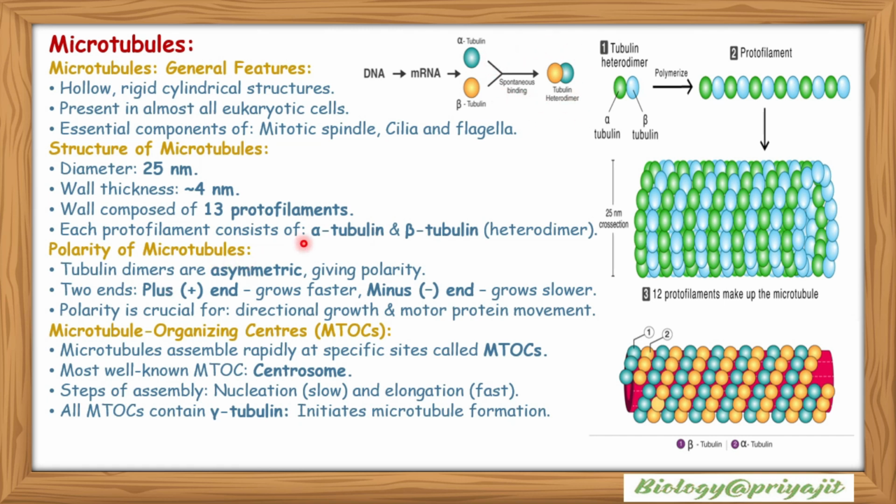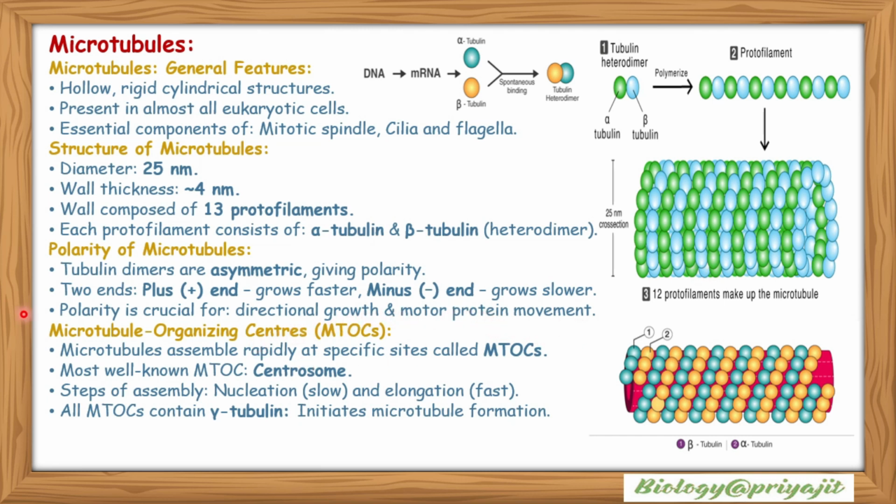Polarity of microtubules. Tubulin dimers are asymmetric, giving polarity. There are two ends. One is the plus end and another is the minus end. The plus end is the growing end, and the minus end grows slower. Their polarity is very crucial for directional growth and motor protein movement.